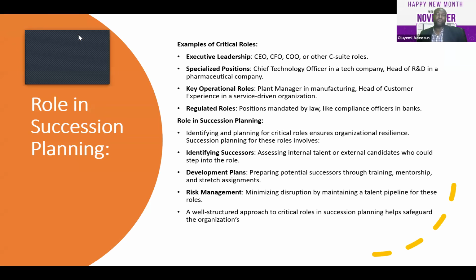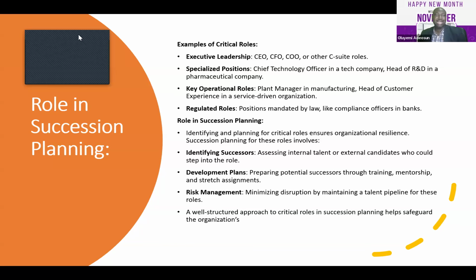So examples of critical roles could be your executive leadership in general. We call them C-suite: the CEOs, CFOs, COOs, CTOs, Chief Human Resource Officer, Chief Marketing Officer, and so on and so forth. Specialized roles, for example, maybe the head of R&D in a pharmaceutical company. Sometimes key operational roles, maybe a plant manager in a manufacturing firm. Plant manager is typically a very key, very critical role. It can even be head of customer experience in a service-driven organization.